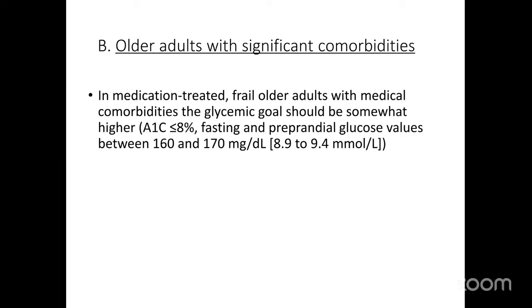The other group is older adults with significant comorbidities. In medication-treated frail older adults with medical comorbidities, the glycemic goal should be somewhat higher, A1C less than 8%, higher than healthy individuals, and the fasting and preprandial glucose values must be between 160 and 170 milligrams per deciliter.